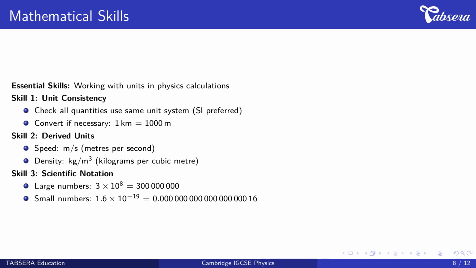Third, scientific notation. Large numbers like the speed of light, 3 times 10 to the power 8 equals 300 million. Small numbers like electron charge, 1.6 times 10 to the power minus 19 equals a decimal, with 18 zeros before the digits. Scientific notation makes very large and very small numbers manageable.